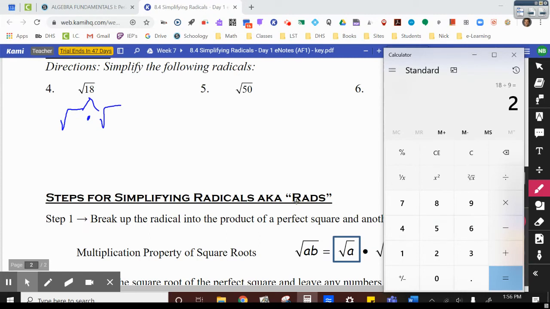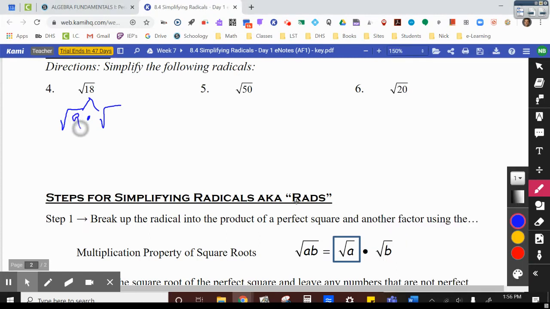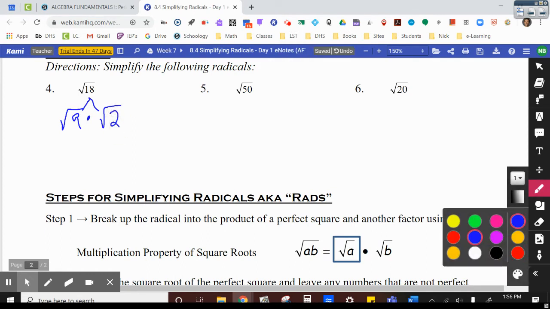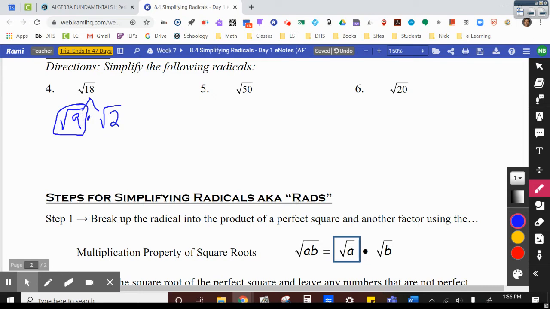So that means I want to break up this rad 18 into the square root of 9 times the square root of 2, because this square root of 9 is a perfect square, and the square root of 9 is just 3. And this rad 2 just stays as a rad 2 because it is not a perfect square. So my simplified answer would be 3 rad 2. And rad is just another word for the square root symbol here.